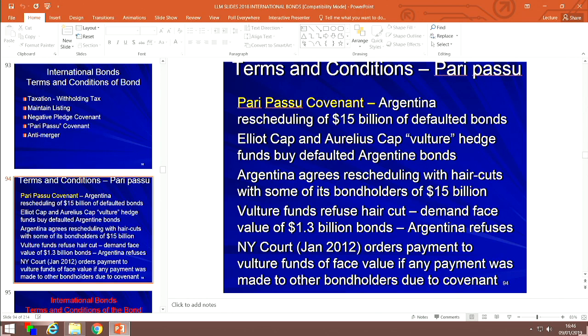What Argentina wanted to do was to agree the rescheduling of the debt with a reduction of the face value of the bonds when repaid. And it entered into an agreement with some of its bondholders who were prepared to accept 60% or 40% of the face value of the Argentina bonds.